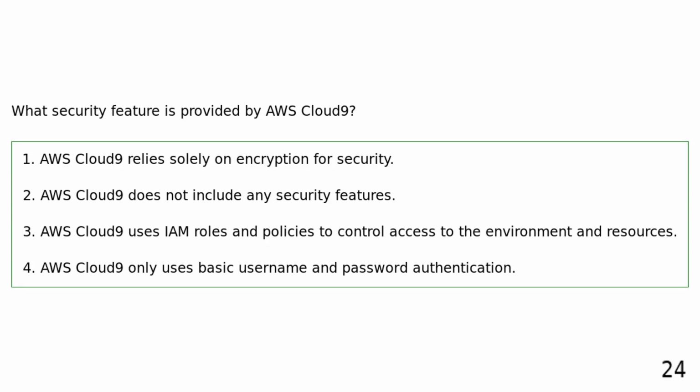What security feature is provided by AWS Cloud9? AWS Cloud9 relies solely on encryption for security. AWS Cloud9 does not include any security features. AWS Cloud9 uses IAM roles and policies to control access to the environment and resources. AWS Cloud9 only uses basic username and password authentication.